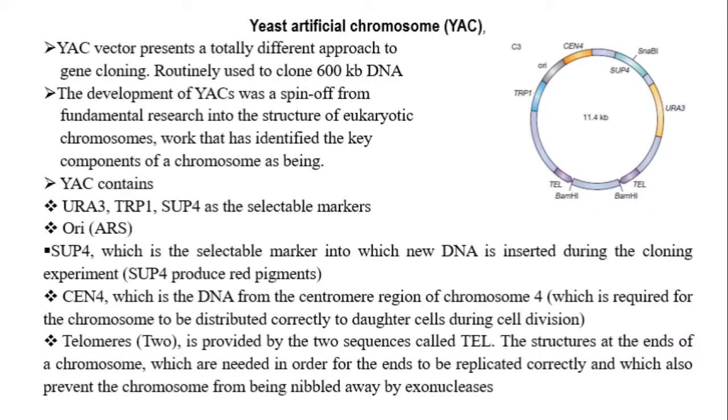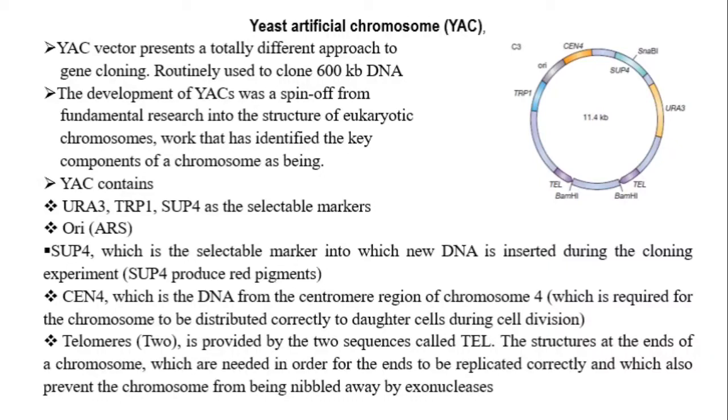The development of YAC is derived from research on the structure of the eukaryotic chromosome, work that identified the key components of a chromosome. That means the structure of YAC is somewhat similar to the eukaryotic chromosome. YAC contains the URA3 gene, TRP1 gene, and SUP4 gene as selective markers, and it contains the ARS, the autonomous replicating sequence.